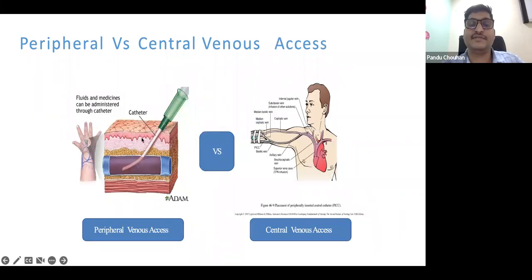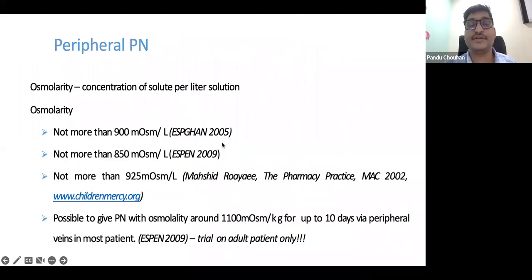Peripheral venous access is easily accessible and easily available, and we can start as soon as possible. When it comes to the central venous access, sometimes you need to put them under surgical, and it can be difficult access sometimes. Whenever there is short duration of parenteral nutrition, we use the peripheral vein, and if there is no fluid restriction, we also use peripheral parenteral nutrition. However, it has some limitations. You cannot give more than 900 milliosmoles according to the European Society.